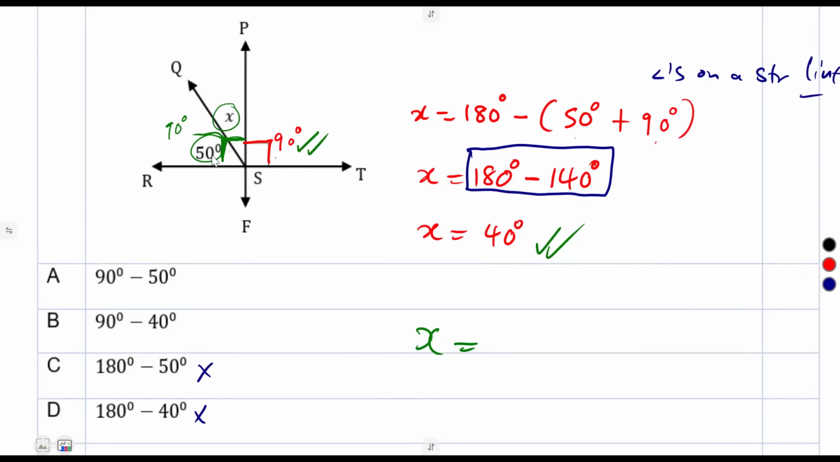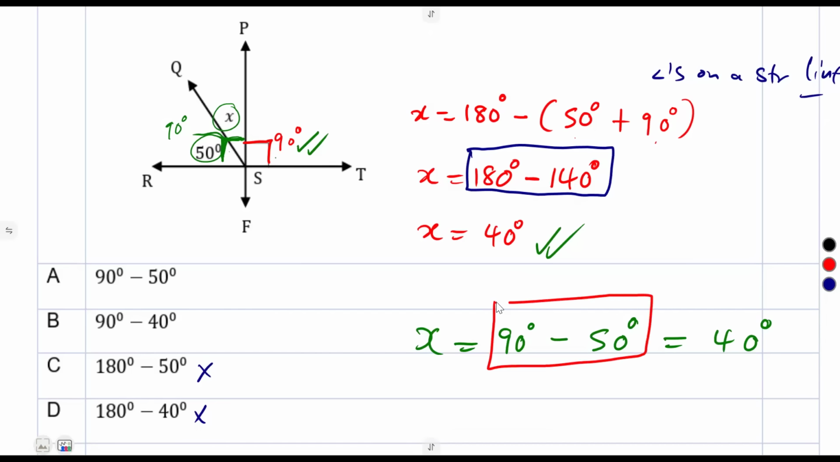and x gives us 90 degrees. So x is equal to 90 degrees minus what? Minus the 50 degrees that is remaining, which is going to give us 40 degrees, the same answer that we had there. So the best answer, according to how they presented the answers, was going to be A.